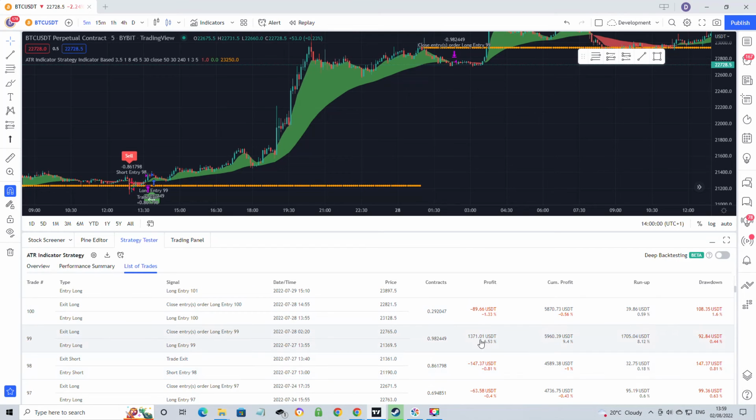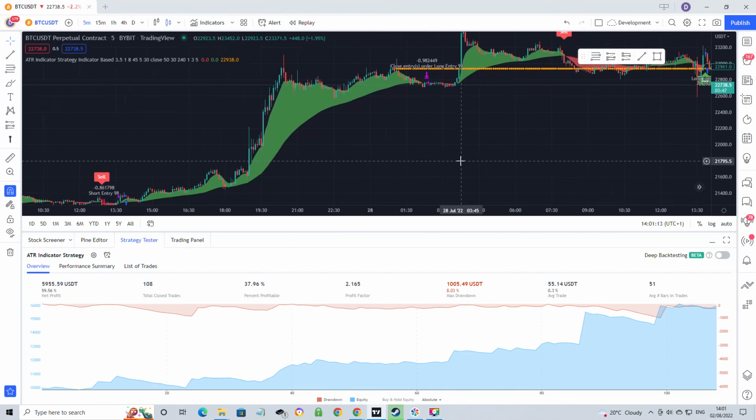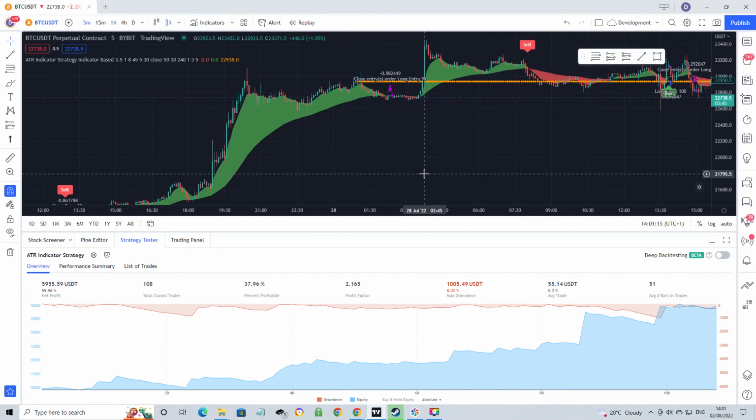Looking at the list of trades, I think it's this one here. So this in itself was almost a $1,400 trade. This is a strategy I think is going to work best in a trending market, perhaps not so much in a sideways or consolidated market.